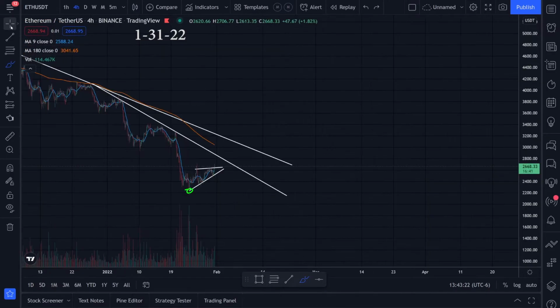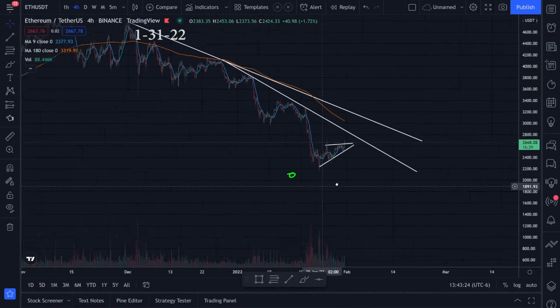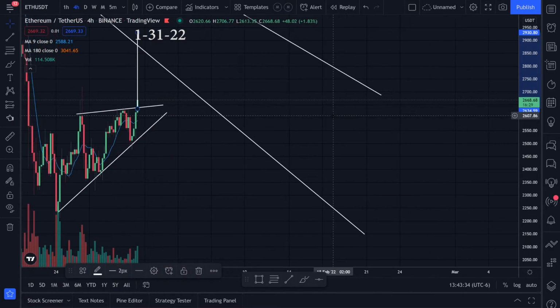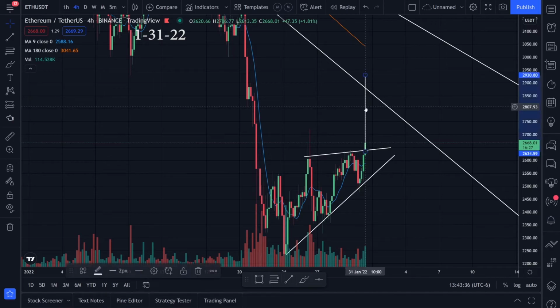We could also do one more thing. We have this triangle pattern. Since we are breaking it to the upside, I guess we already looked at this, but this is the other thing that I'm looking at, dragging from the top to the bottom right there. This gives us something like that to watch as well. It kind of lines up with this resistance like I was talking about, around 2,900.